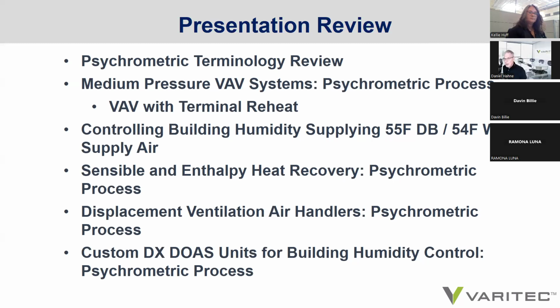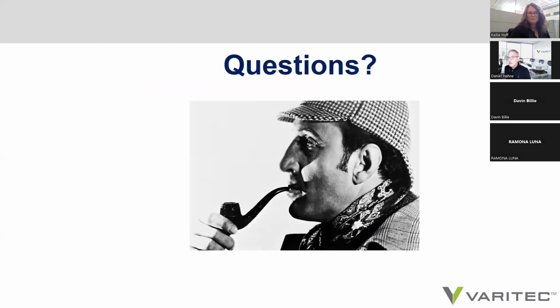We looked at a high-performance HVAC solution of displacement ventilation and what that means with side stream bypass air handlers that are designed to provide 65 degrees dry bulb, 58-degree wet bulb out of the air handler. And then we looked at custom DX DOAS solutions that can help us provide the necessary leaving air condition in order to maintain building design set point temperatures and humidity levels to take the best advantage of the energy efficiency these systems offer. Thank you very much for your time.